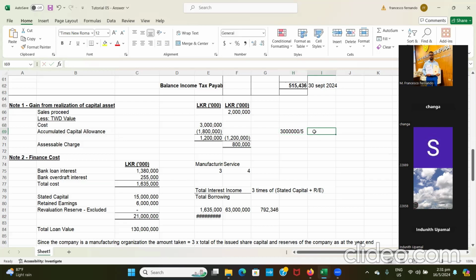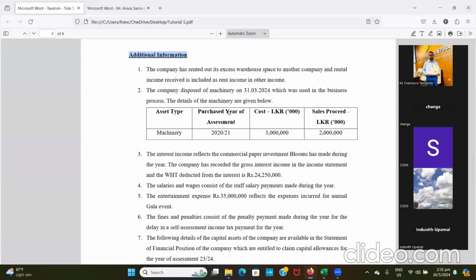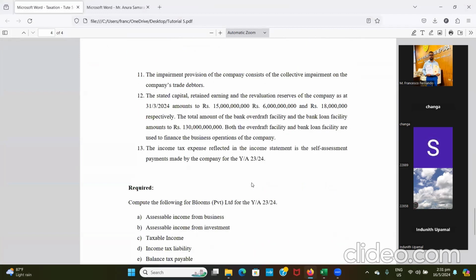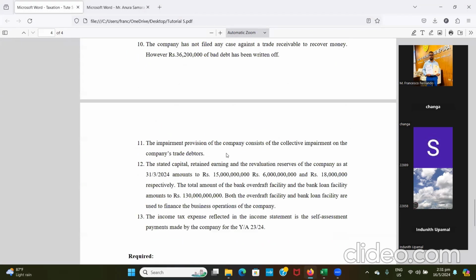Simply I have taken from the act. So if I divide this by 5, I am getting 600,000. So when we have purchased this asset in 2020, 2021, when I should prepare the sum, 23, 24.